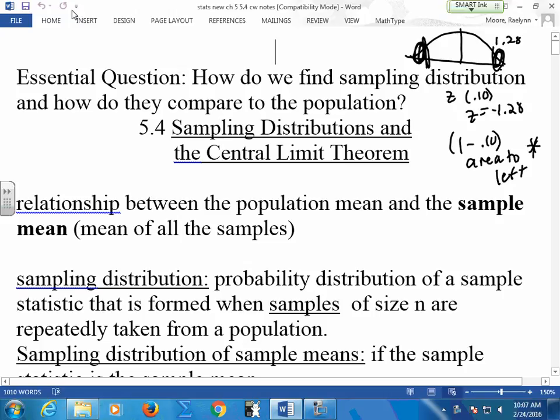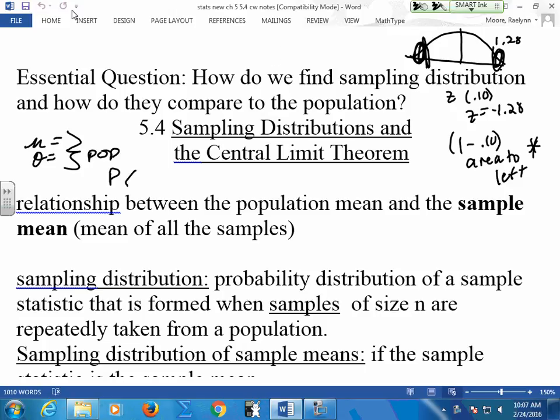Population, we found your population mean, we found your population standard deviation, and we took the probability that a randomly selected person would be less than 6 feet tall. Okay, everything came off your population. Now we're going to introduce something else. We're going to introduce the relationship between your population and the set of samples that we keep collecting.